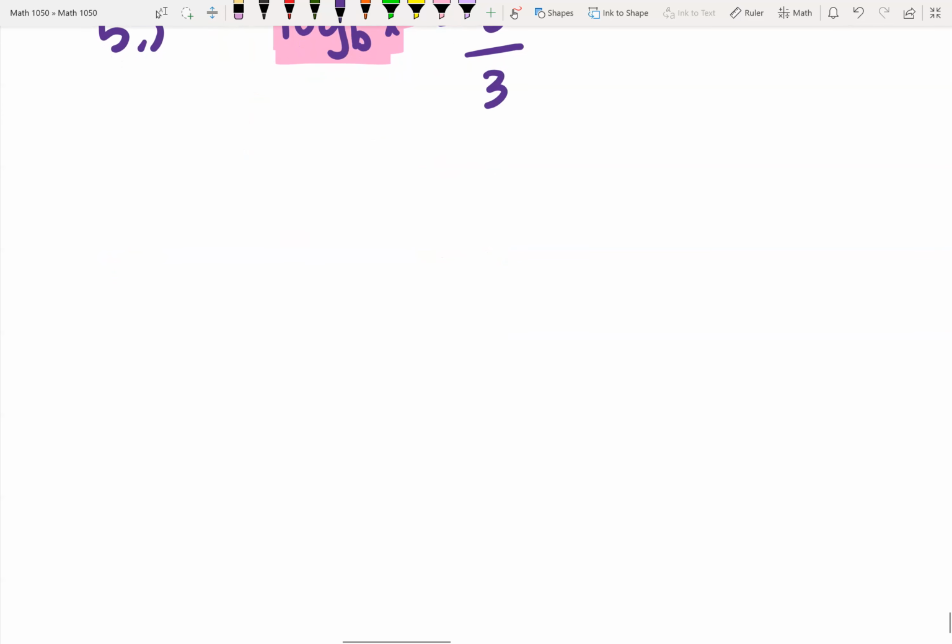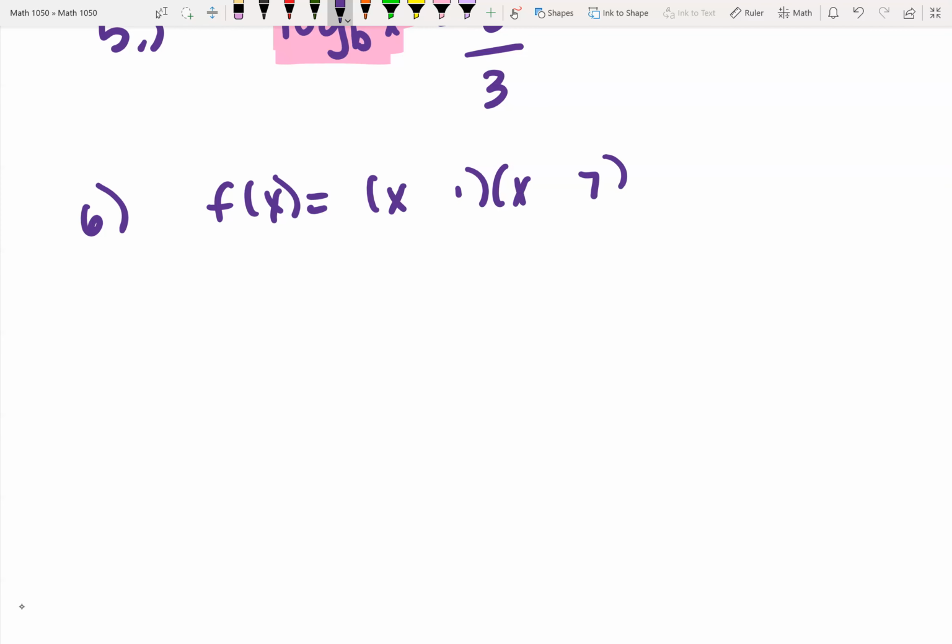Okay, question 6. Okay, what I'm going to do is take that equation and factor it, just so I have it factored. So it goes to 7 and 1. The biggest is the positive. This goes to x and x. The 12 goes to 4 and 3, and the signs are both negative.